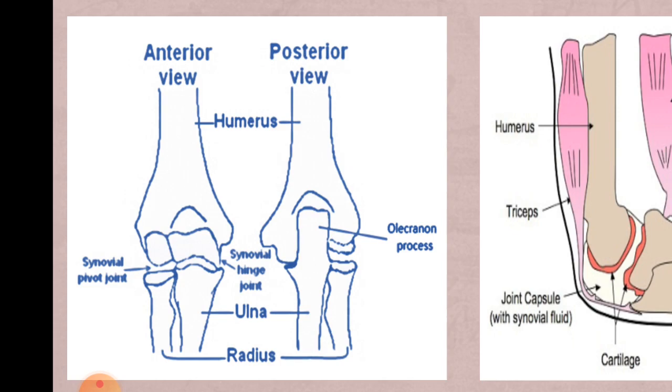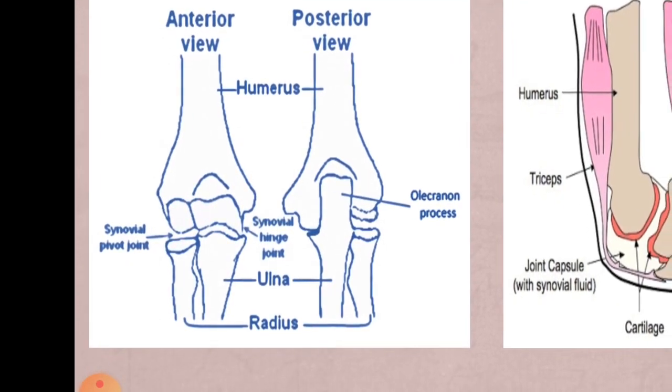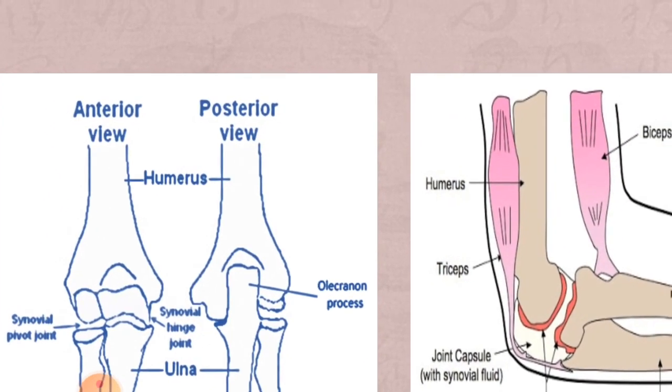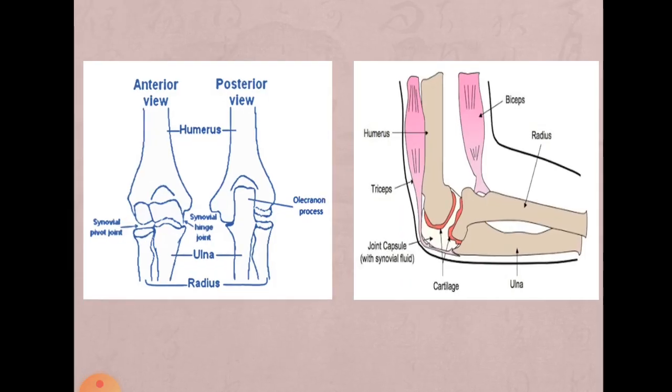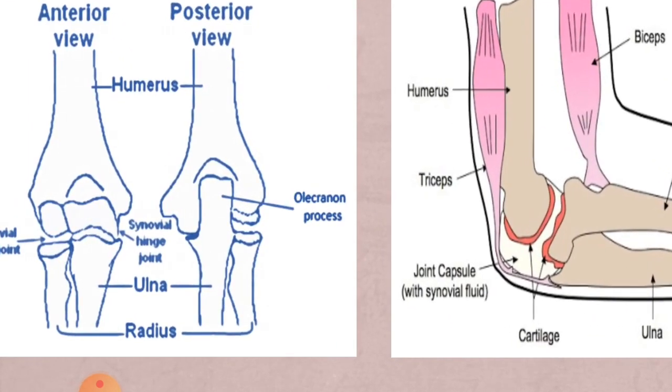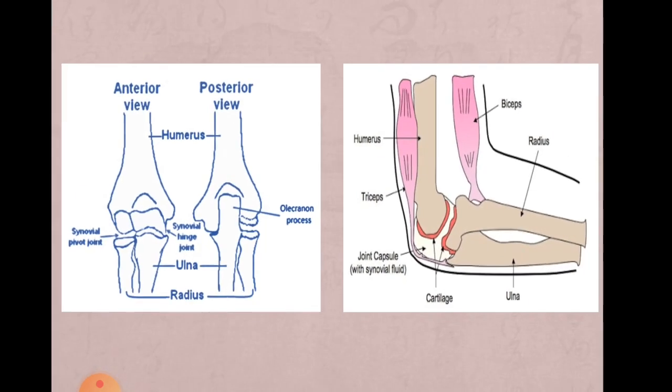So the capitulum of the humerus will accommodate the head of the radius. The trochlear notch will accommodate the trochlea of the humerus. These are the anterior articular surfaces. And posteriorly you can appreciate the olecranon process of the ulna, which is accommodated by the olecranon fossa of the humerus. So these parts are basically involved, and this is a hinge type, and this is the most stable joint.